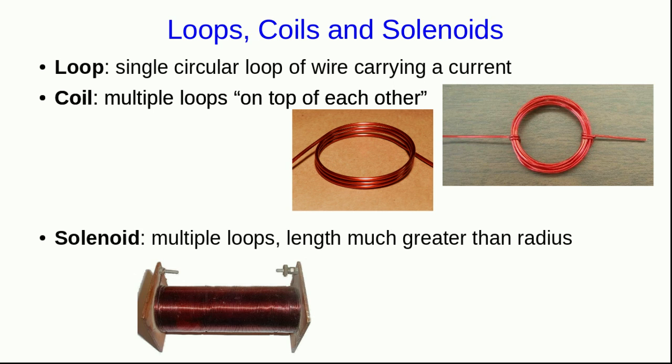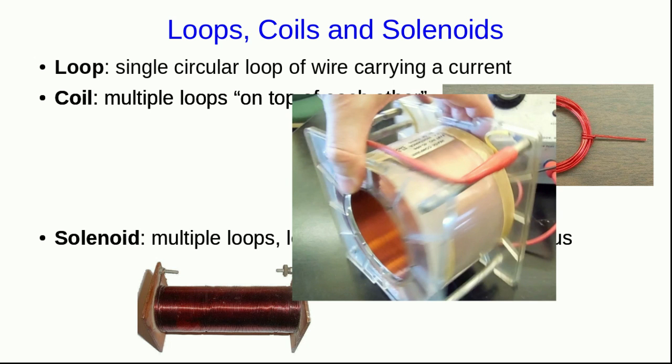But often you see things that are neither coils nor solenoids, so in the lab you'll use things that look a lot like this. Well, if you look at them, the loops in them aren't all the same radius, and they're also not all lying approximately in the same plane, but on the other hand, it isn't much longer than its radius, and so it's not a solenoid either.